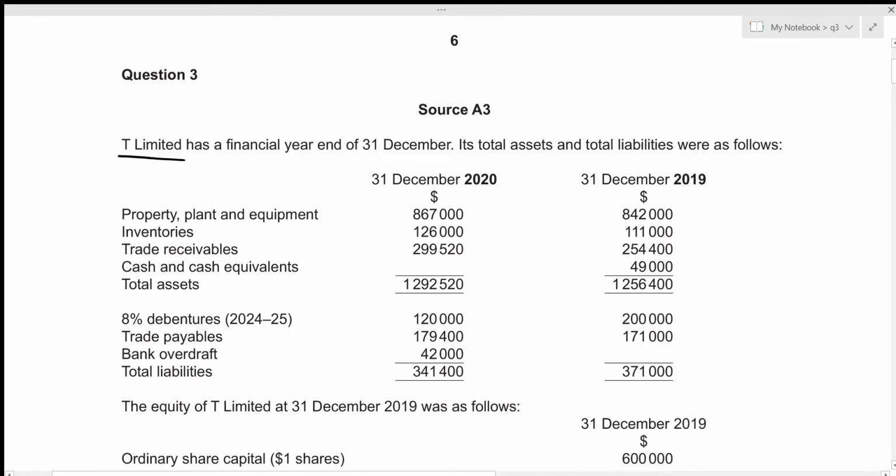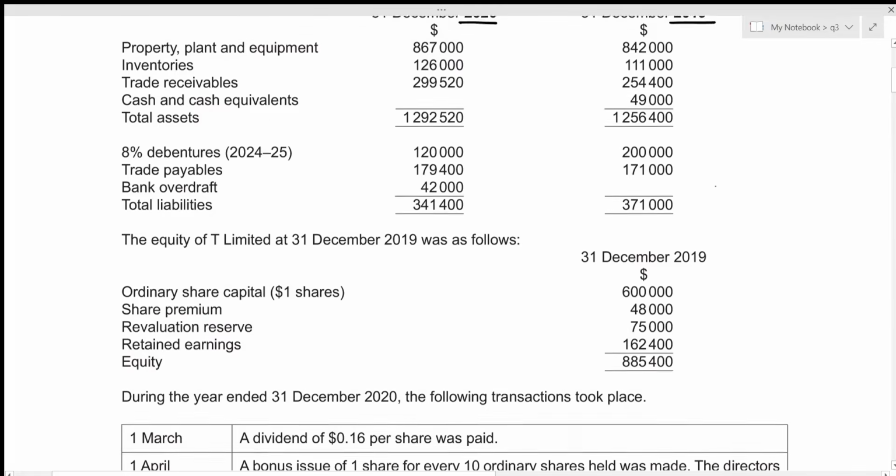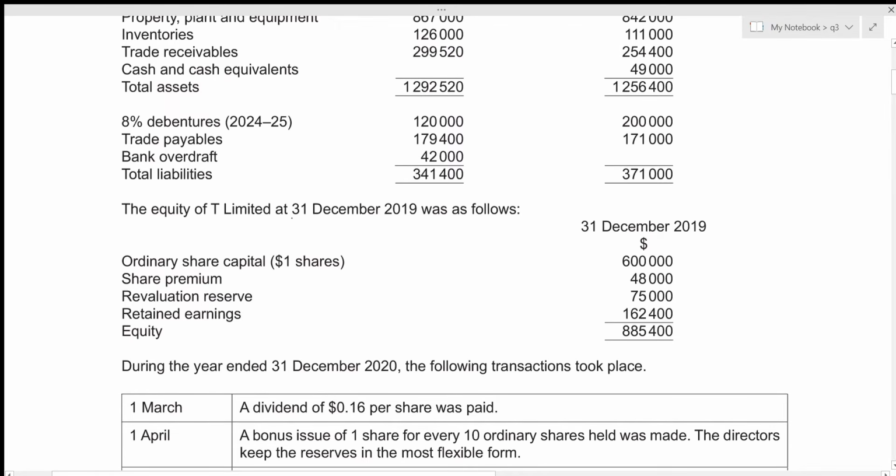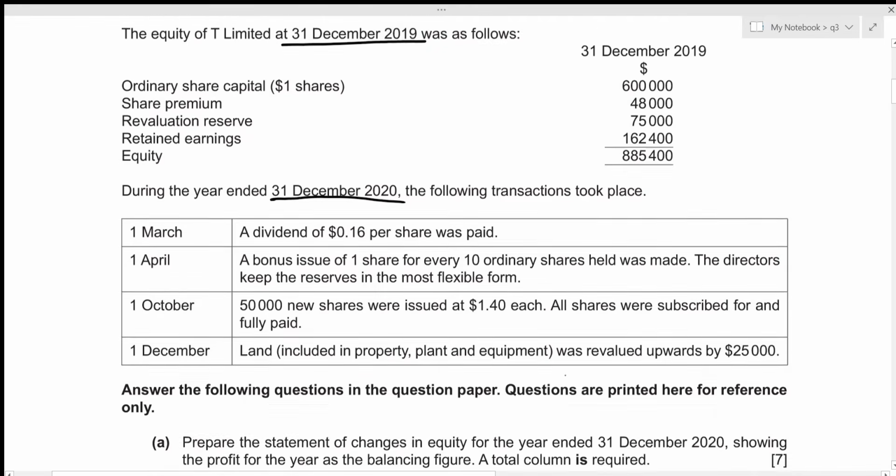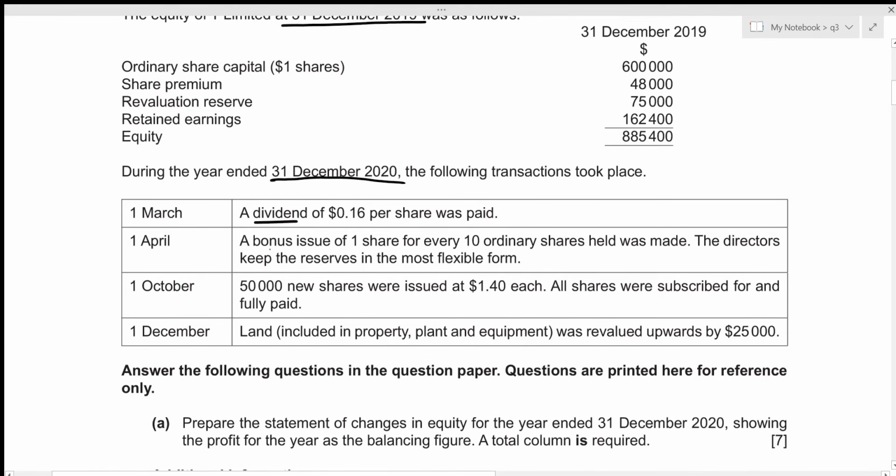T Limited has a financial year end of 31st December, and its total assets and total liabilities were as follows. So we are given the total assets for the year ended 31st December 2020 as well as 31st December 2019. Then we are also given the equity of T Limited at 31st December 2019. And during the year ended 31st December 2020, the following transactions took place. So we are given the transactions regarding dividend, bonus issue, new issue of shares, and revaluation.